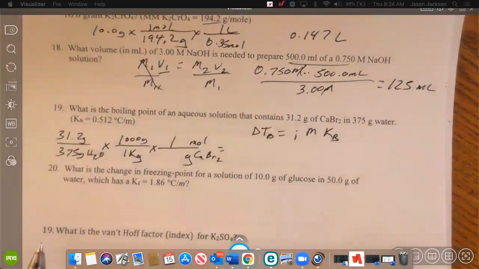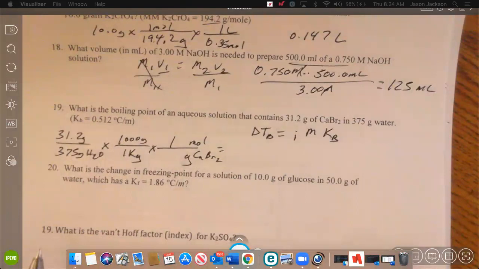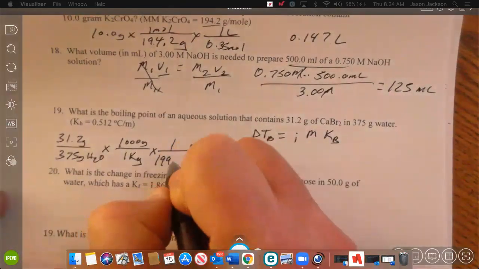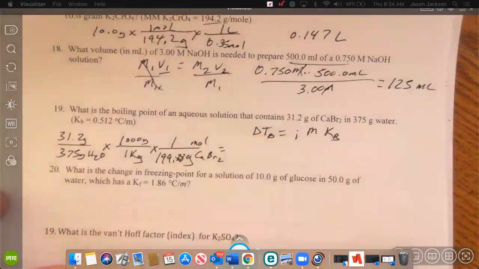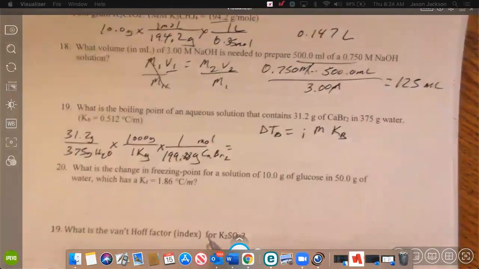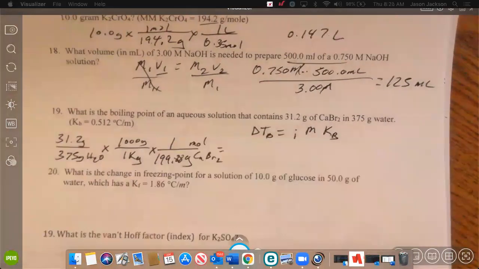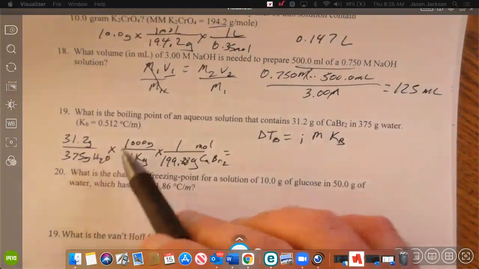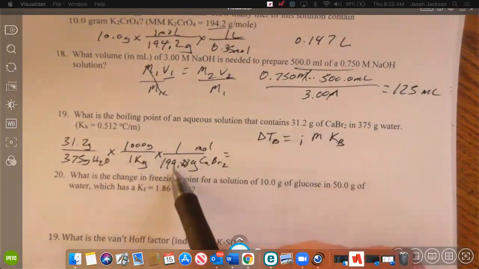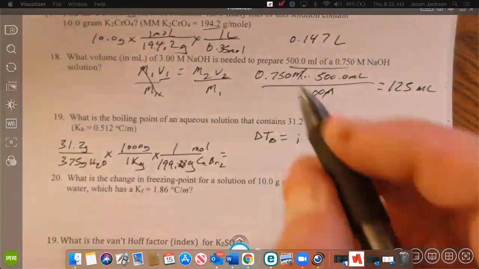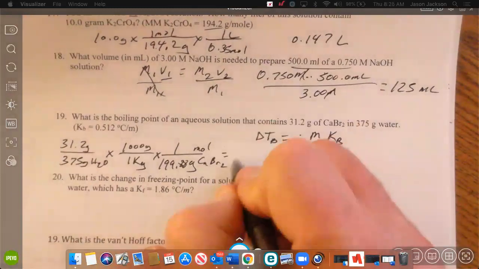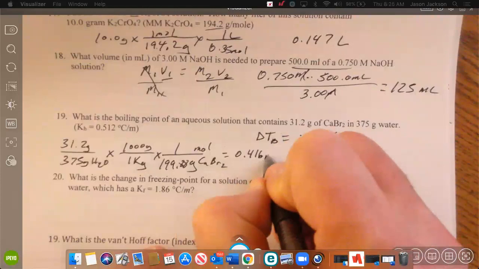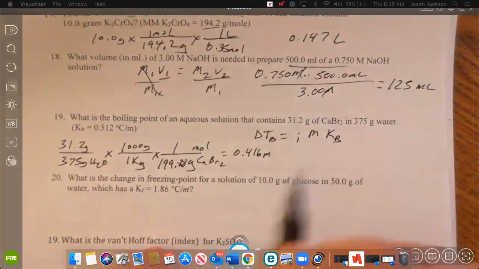40.08 plus 79.90 times 2 is 199.88. We obtain the molar mass from the periodic table to be 199.88. 31.2 divided by 375 times 1,000 divided by 199.88 is about 0.4162. 0.416 molal. So that's going to go here.